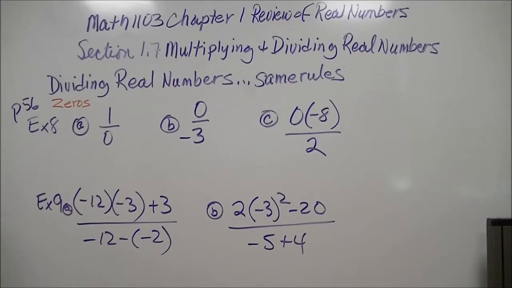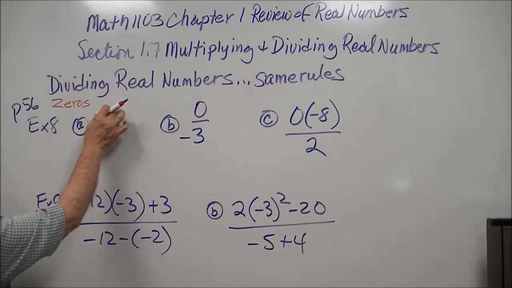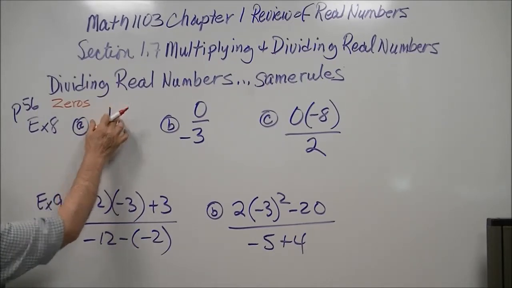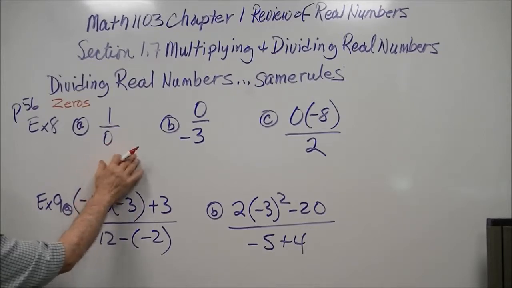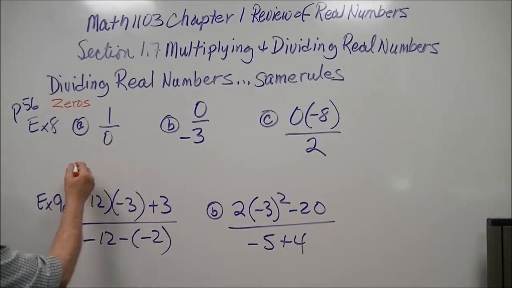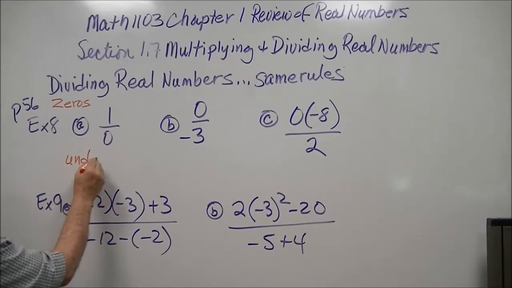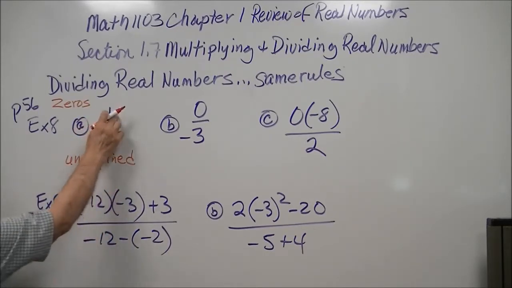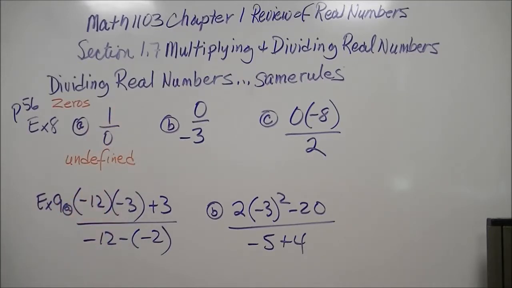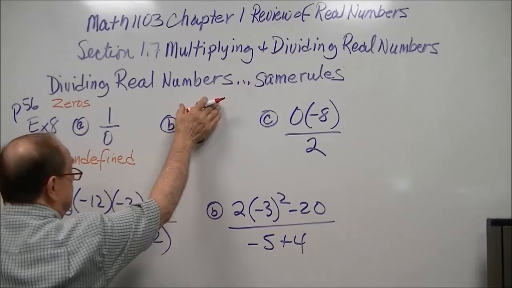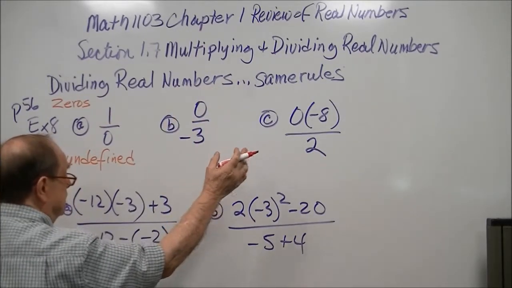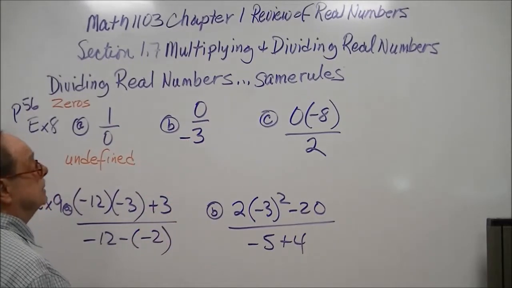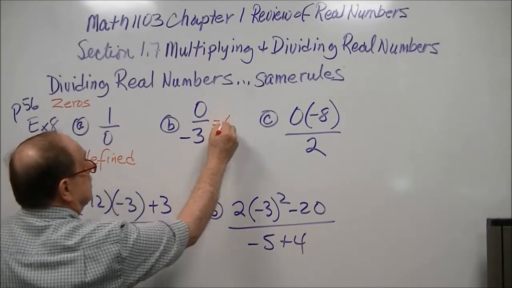Okay, on page 56, they're going to introduce some concepts involving 0. Now, whenever we have a real number other than 0 divided by 0, this is something that in mathematics we don't define. So we say that is undefined. It's not 0, it's undefined. So any real number other than 0 divided by 0. Now, again, any real number divided by a number other than 0, this equals 0.